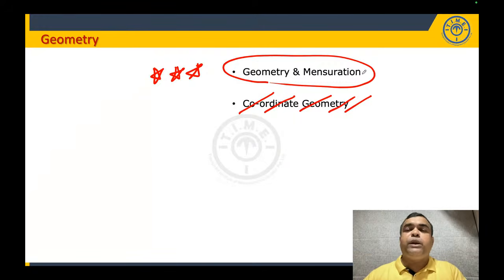Many people feel geometry mensuration is a difficult topic. Yes, it's a vast area. But think the reverse way: I have done something at school level. Basic right angle triangle I know, equilateral triangle I can do well. So I will not say to skip geometry and mensuration. You do it. In the exam, the question may be difficult, maybe easy. You don't know. CAT has asked many easy questions on geometry mensuration also. Coordinate geometry, I'll say at this stage you can skip.